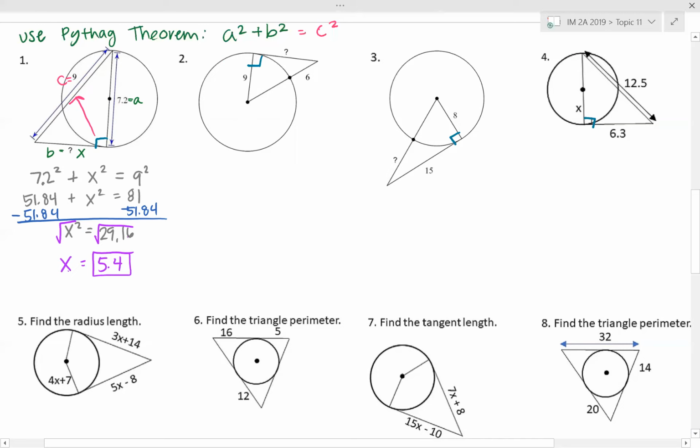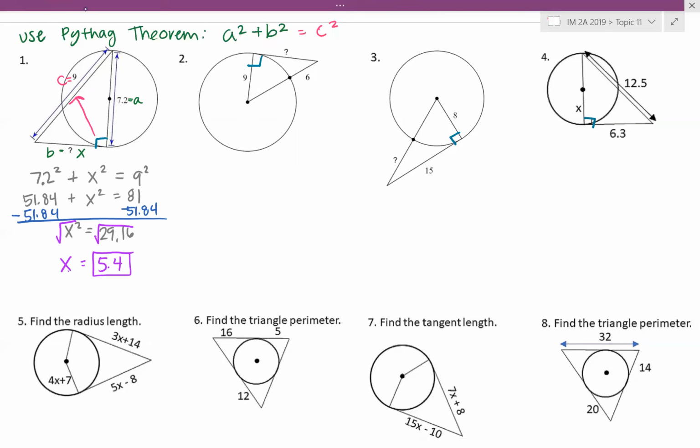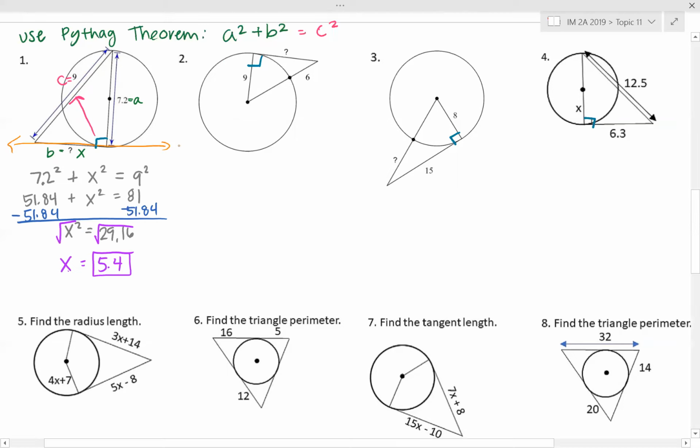Again, I know that it's perpendicular because I can see that this side here is tangent to the circle. So if I'm looking at this, this would be a line tangent. This would be a line tangent.